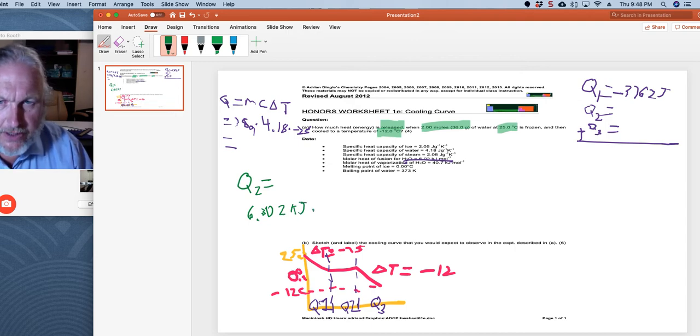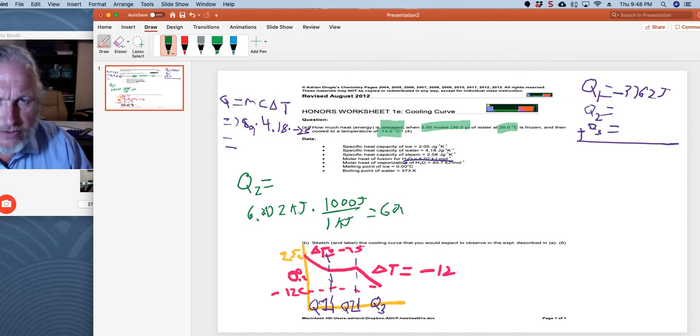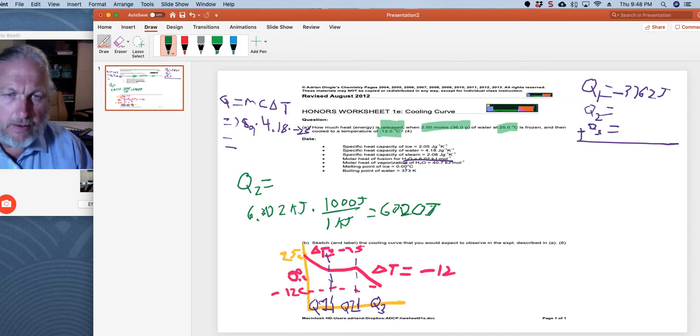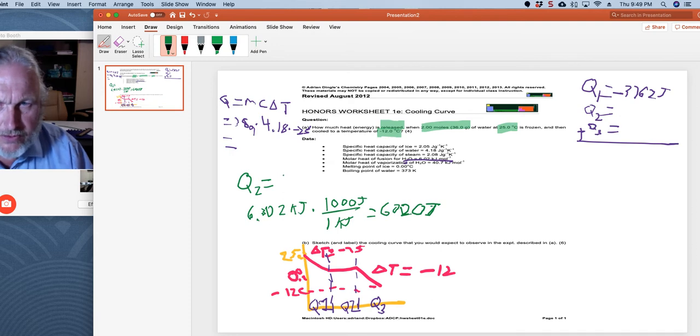I believe moles are the same, so I could just do this. I know for every kilojoule there are 1,000 joules, because kilo means 1,000. So if I do that, I'm going to get 6020 joules. That way I don't have to worry about converting later. So that's the molar heat of fusion we're going to use.